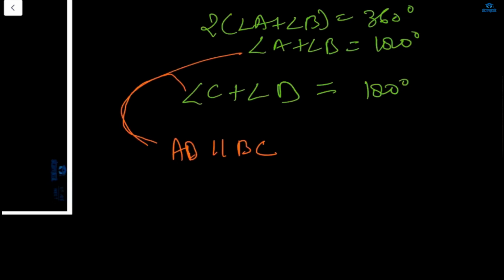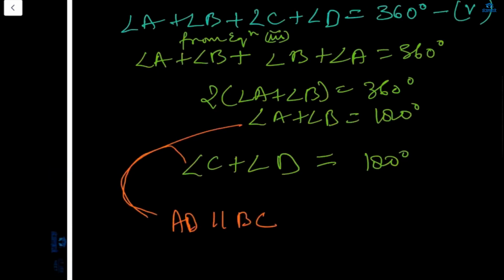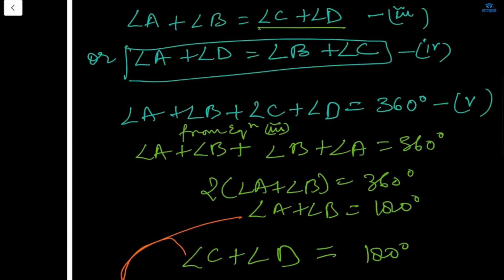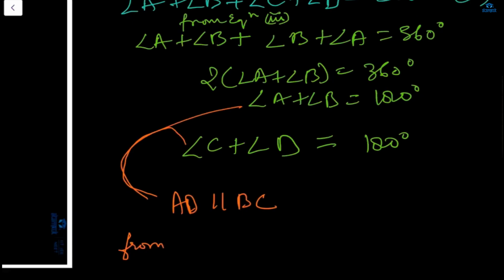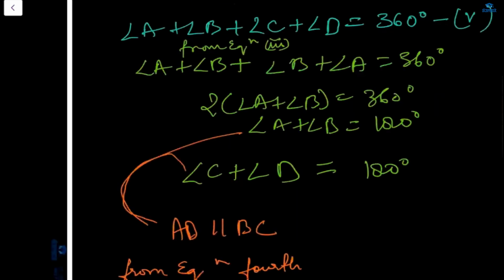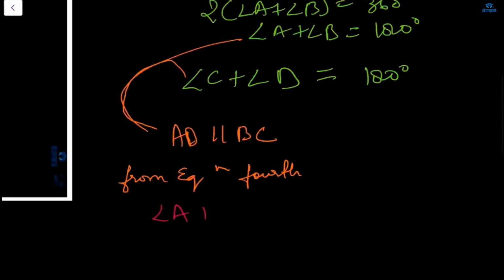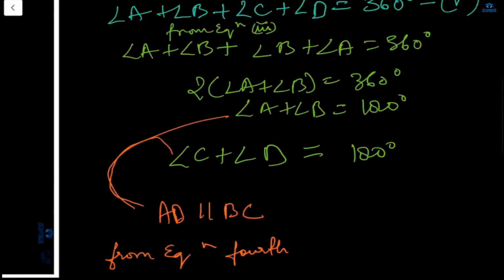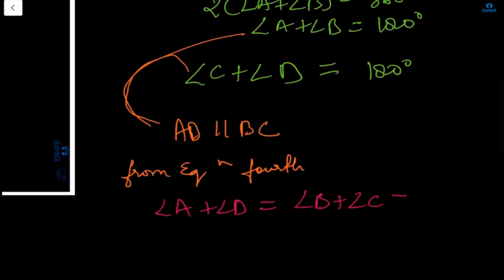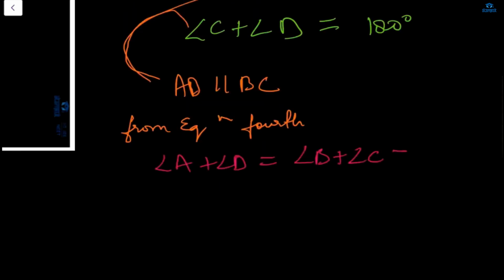Now similarly, from the one equation that I left here, equation number 4. Okay, now what is equation 4? I'm changing color and I'm writing down angle A plus angle D is equal to angle B plus angle C. Okay. Now this is your fourth equation.